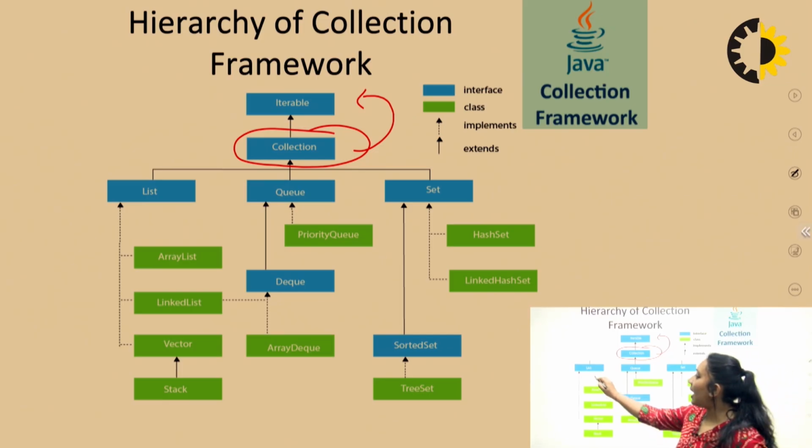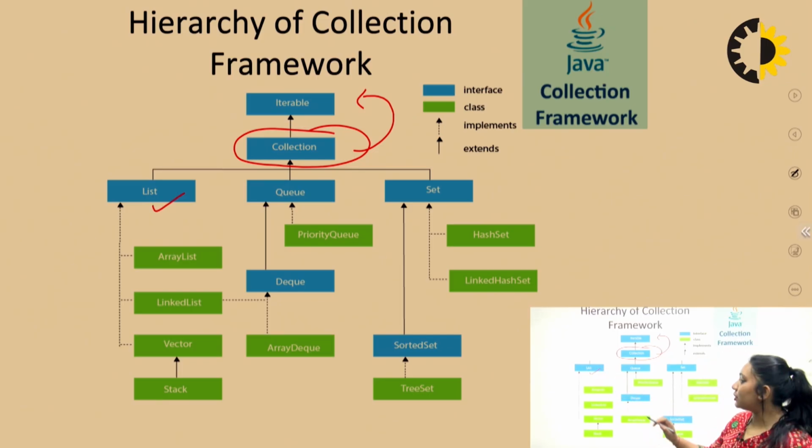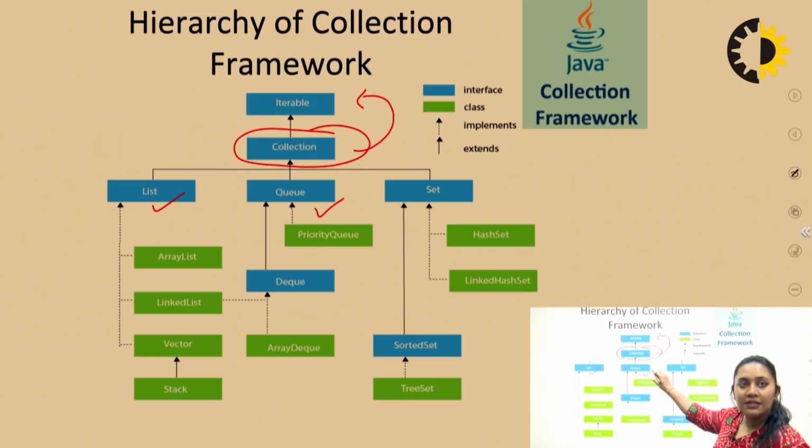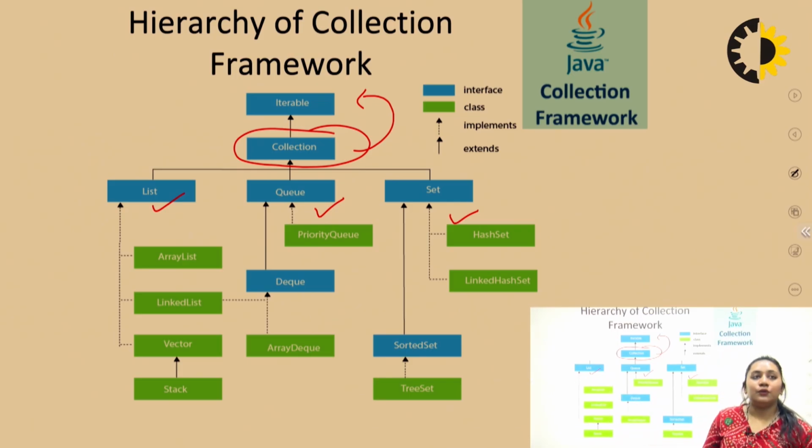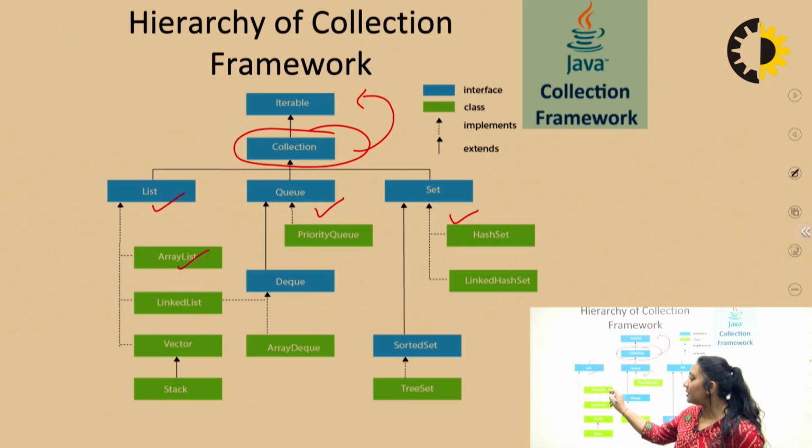Now, in collection, we have three children. Number one, the list collection. Number two, the queue. Number three, the set. In list, we have a few classes you can implement. The classes are the ArrayList class, next the LinkedList class, next the Vector, and the Stack can also be implemented through the Vector.